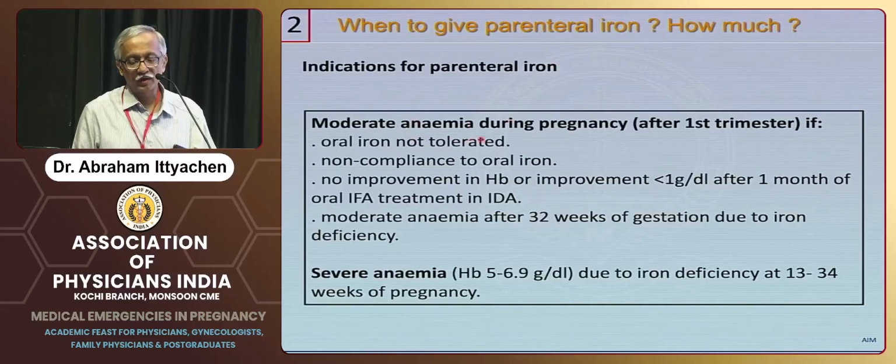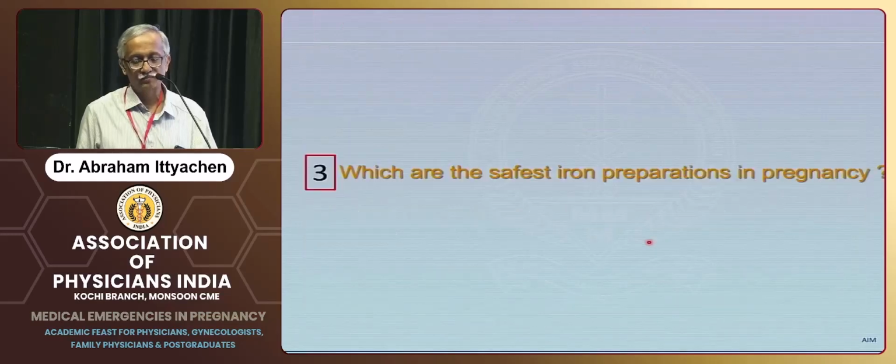If you look at moderate anemia and severe anemia, I already defined in one of the earlier slides as per the definition by the Government of India. In moderate anemia, first trimester, the indications are oral iron not tolerated, non-compliant to oral iron, no improvement in hemoglobin or improvement less than 1 gram after 1 month of oral IFAs, iron plus folic acid, moderate anemia after 32 weeks, and severe anemia, that is less than 7, due to iron deficiency at 13 to 34 weeks of pregnancy.